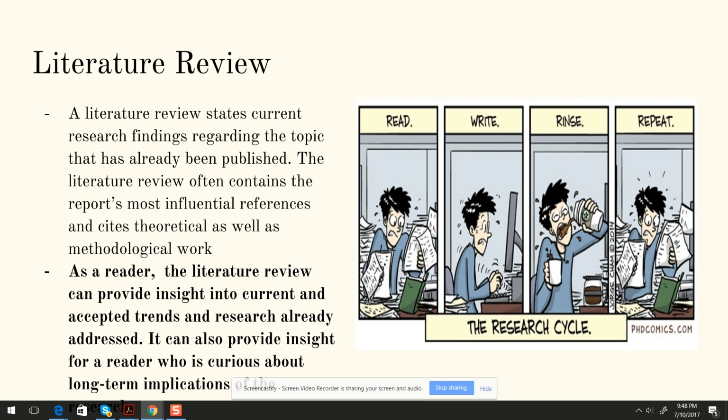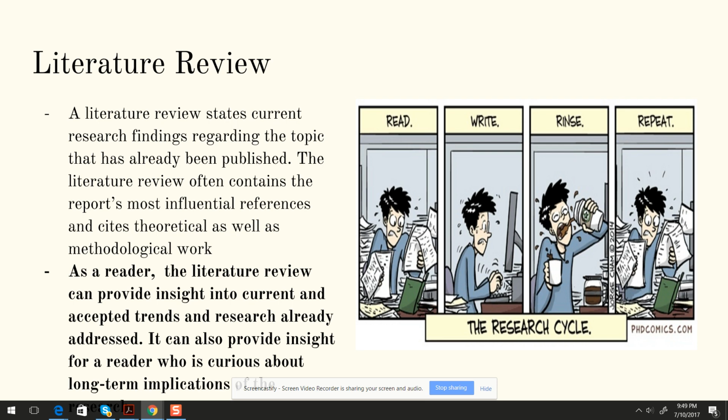Now, next is going to come our literature review. The literature review states current research findings that have already been published. So what the author is going to do is talk about or mention other articles of the people who have talked about this topic and the current trends in research that are already addressed. If you're a reader and you want to know more about long term implications, what other people are saying, other trends in this particular topic, you're going to find that in the literature review.